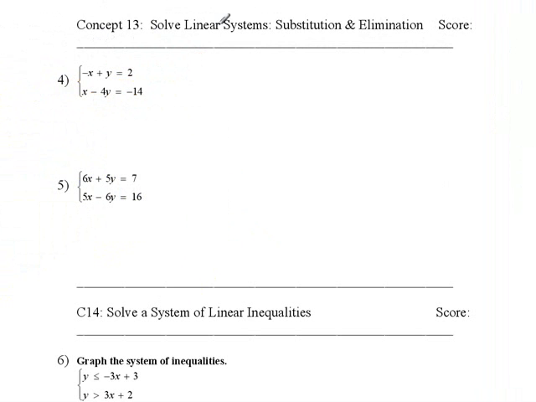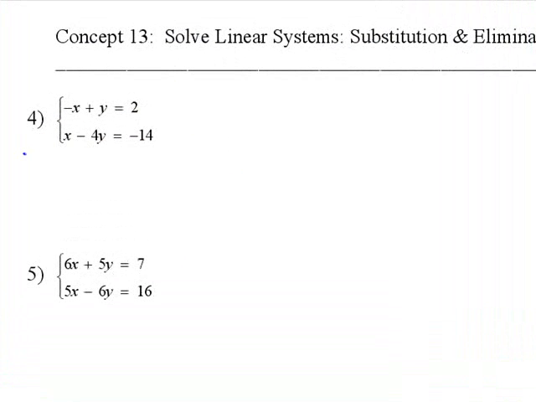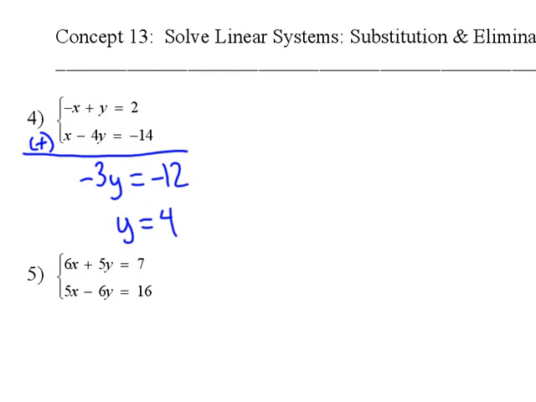Okay, concept 13, we're asked to solve a linear system using substitution and/or elimination. On number 4, I'm just going to choose elimination. I see if I add the equations, the x's will zero out or eliminate. The 1y plus a negative 4y gives me a negative 3y. If I add the 2 and the negative 14, I get negative 12. Dividing both sides by negative 3 gives me y equals 4.